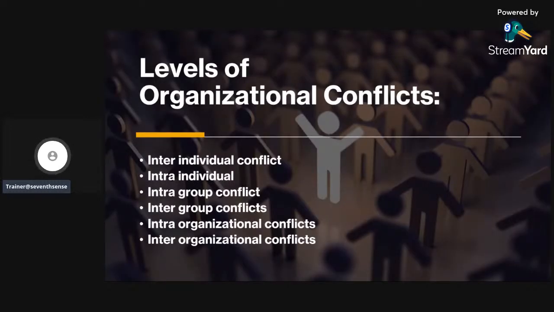Let's see what the levels of conflict occurring in the organization are. Namely, they are inter-individual conflicts, intra-individual conflicts, intra-group conflicts, intergroup conflicts, intra-organizational conflicts, and inter-organizational conflicts.